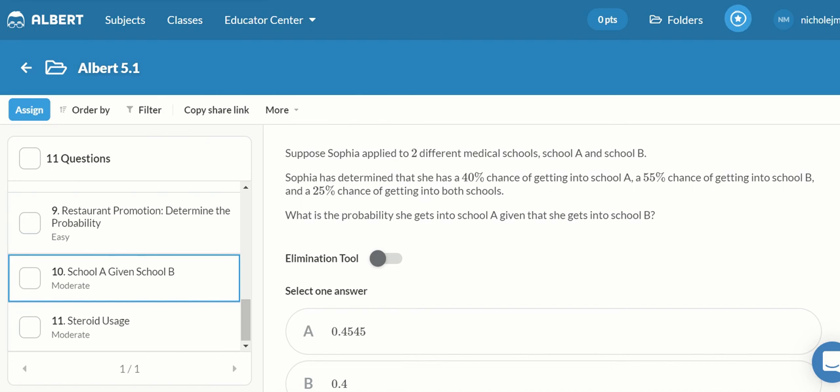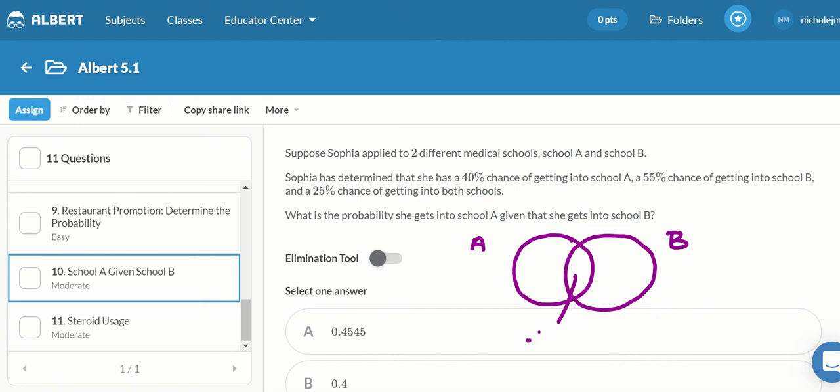Let me try this again and see if I can make that a little bit neater. So we have school A, we have school B. I always do the probability of both occurring at the same time, and that is 0.25. And the probability of getting into A is 40%, so that means that this has to be 0.15, because 0.15 plus 0.25 is 0.40, and then school B is 55, so that must be 0.30 here.